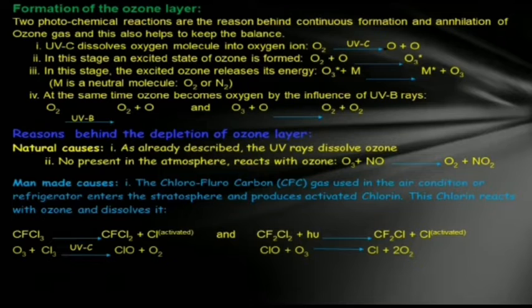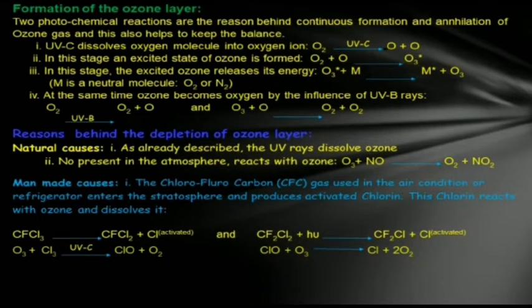M is the neutral molecule, O2 or N2. At the fourth stage, at the same time, the ozone becomes oxygen by the influence of UV-B rays, which means O3 on reacting with UV-B gives O2 plus O, and O3 plus O upon reacting gives O2 plus O2.